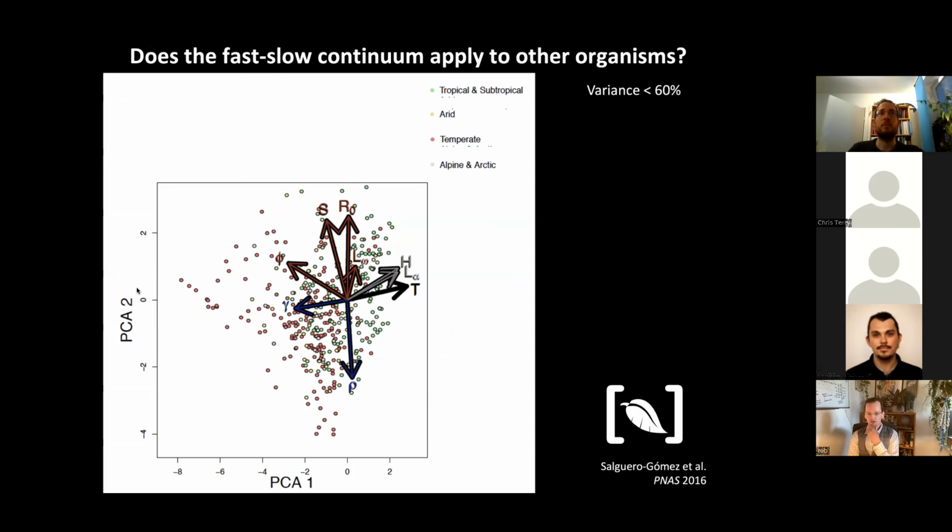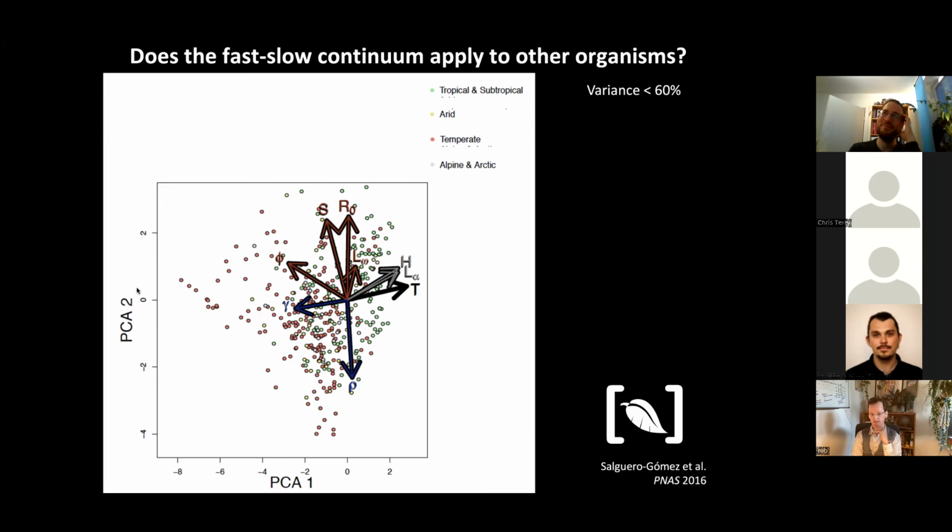So what I'm presenting here are principal component analysis results showing the first two axes, PC1 and PC2. Each dot corresponds to a natural population, so one species, and this analysis contains 415 species. They're color-coded according to the major ecoregion from which they were sampled. And together, these two axes explain less than 60% of the variation. One of the key predictions of the fast-slow continuum is that a single axis should predict about 80%. And not even with two are we coming close to that 80%.